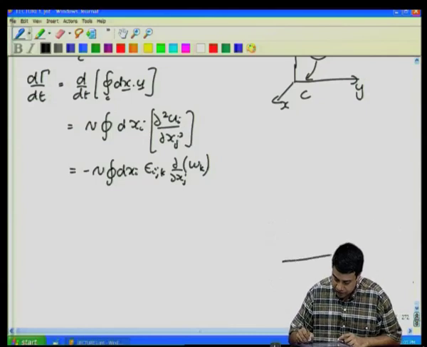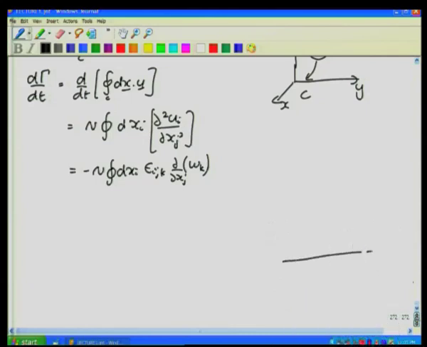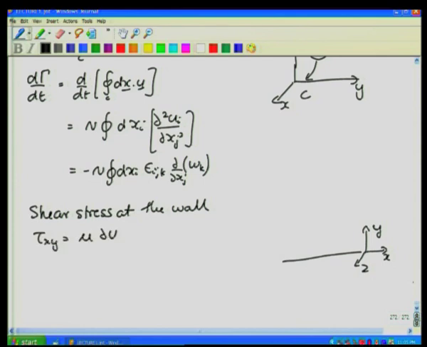Okay. If I have a surface here, let us call it x, call this y, call this z. We know that the shear stress at the wall, tau x y, is equal to mu partial u x by partial y.